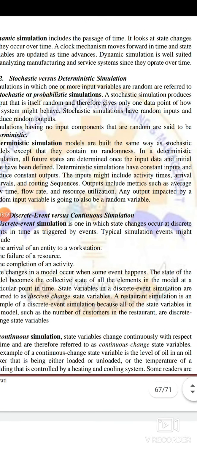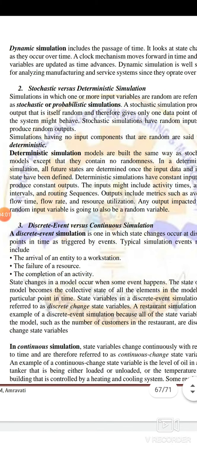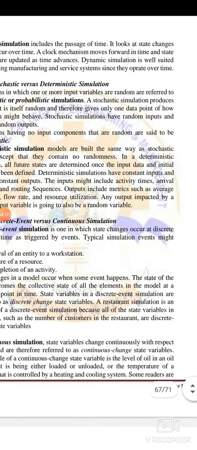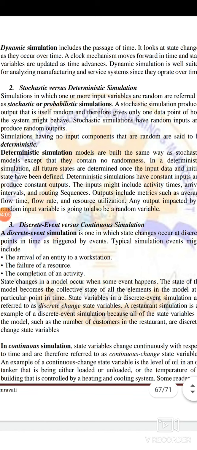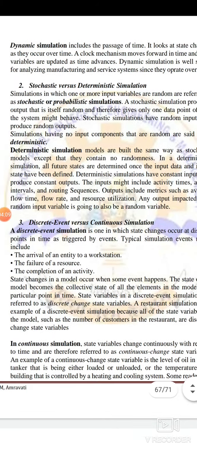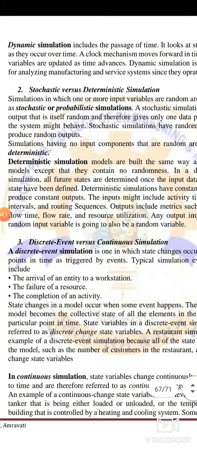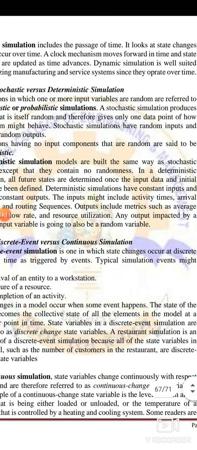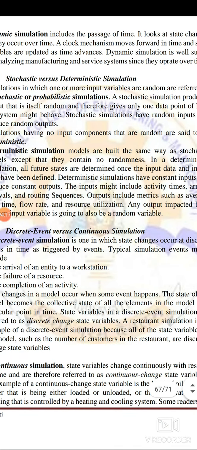Stochastic: situations in which one or more input variables are random are called stochastic or probabilistic situations. That is, simulations having no input components that are random are said to be deterministic. Now, stochastic means there are certain attributes which change with time, which change with certain changes in the system. They change simultaneously.